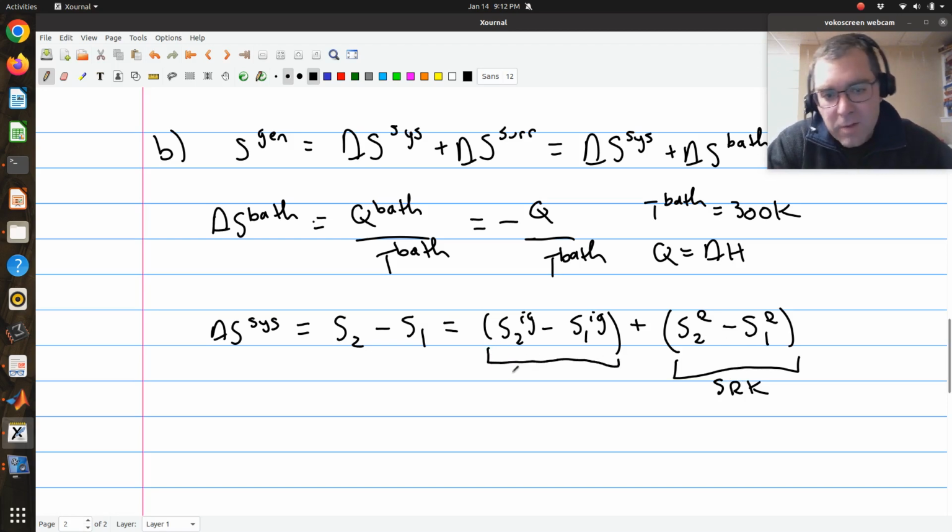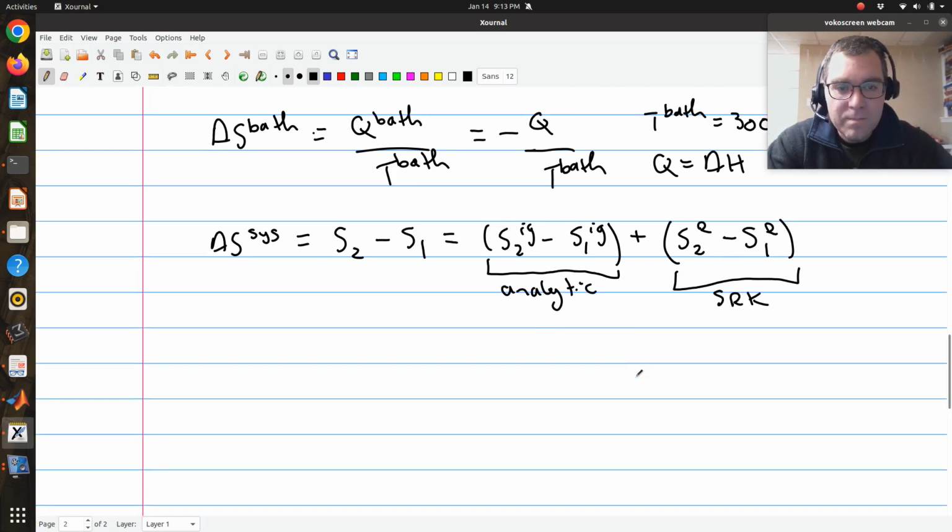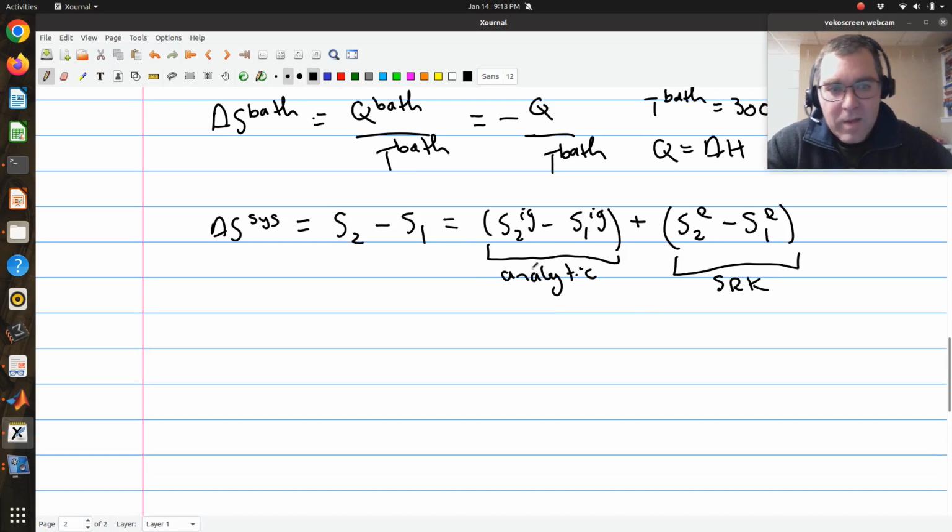And when it comes to an ideal gas, I'm thinking analytic expressions that can compute that. So let's start with the ideal gas contribution. How am I going to calculate it? From part one, we said that my first law balance for this case reduces to Q equal to delta H.